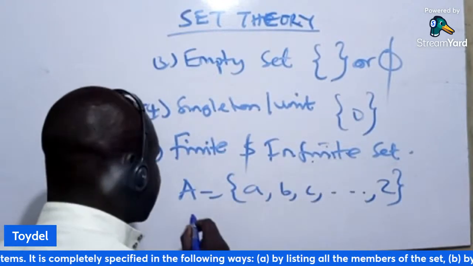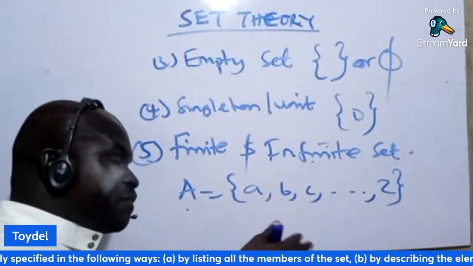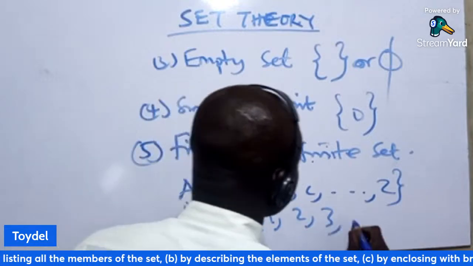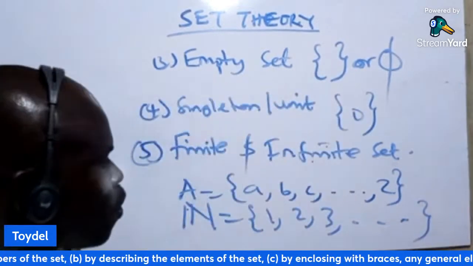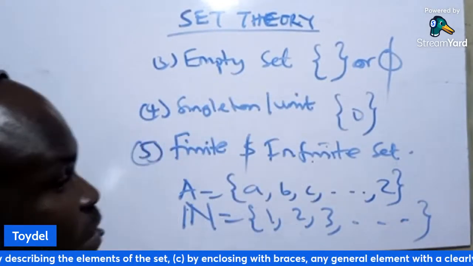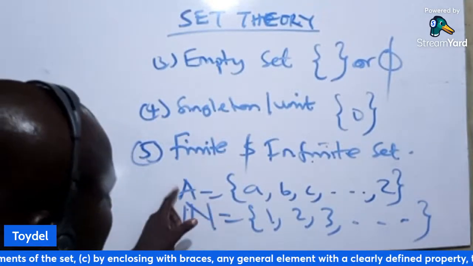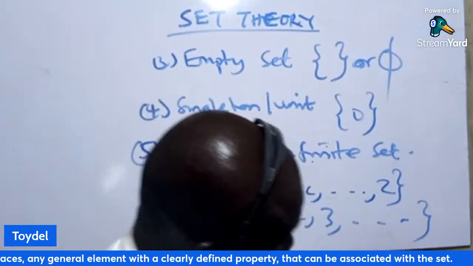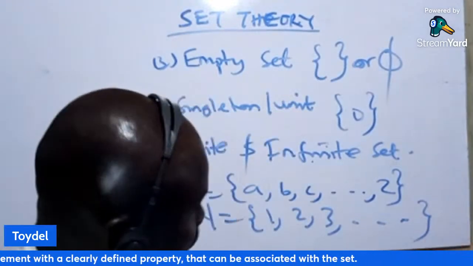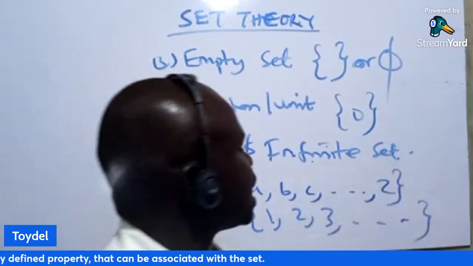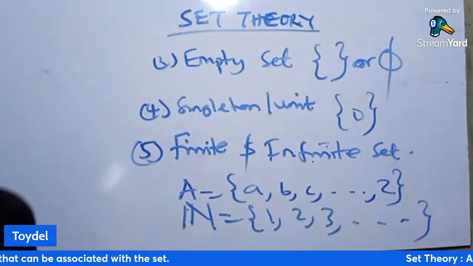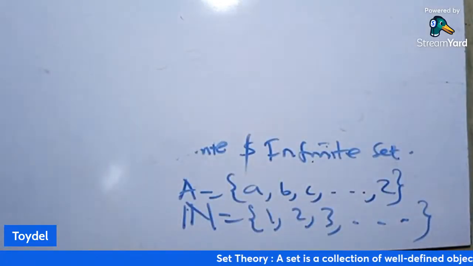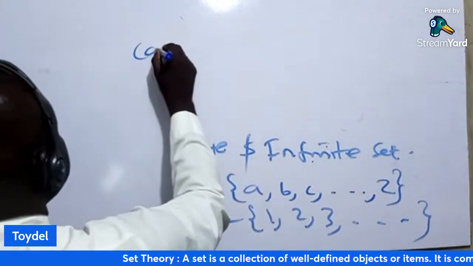But an infinite set is a set that does not have a specific number of elements. For instance, the set of natural numbers. It starts from 1, 2, 3, dot, dot, dot. So in this case, we cannot find the cardinality. Cardinality simply means the number of elements in a set. In a finite set, we can find the cardinality. But in an infinite set, we cannot find the cardinality. That is, we cannot know the actual number of elements in that set, and that set is called an infinite set. But in a situation whereby we can know the specific number of elements in a set, then that set is called a finite set.